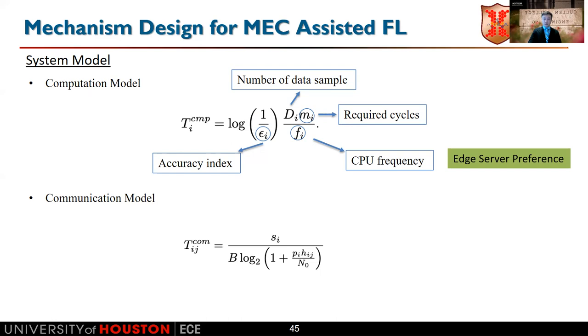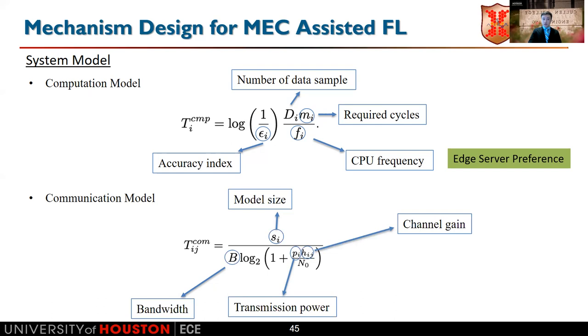And the next one is the communication model. S_i is the model size, B is the bandwidth, P is the transmission power, H is the channel gain between user i and edge server j, and capital N is the noise power. Based on the communication model, we can build up the device preference, because from the perspective of the end devices, if the channel gain is better, then from the perspective of energy or something like that, it can reduce the communication latency.